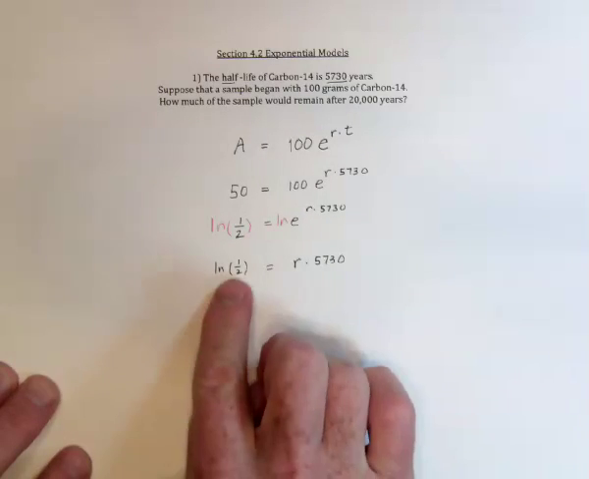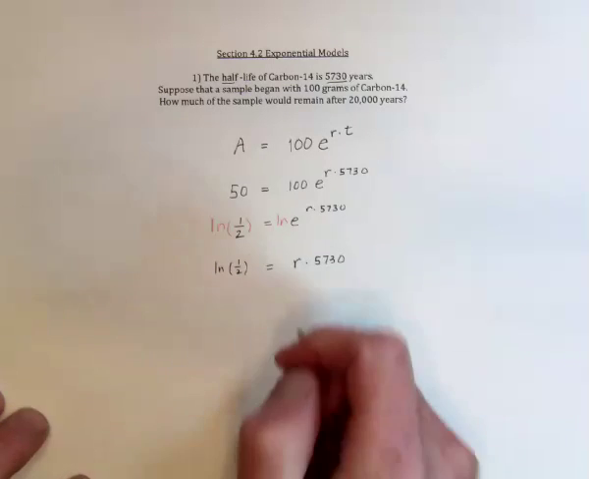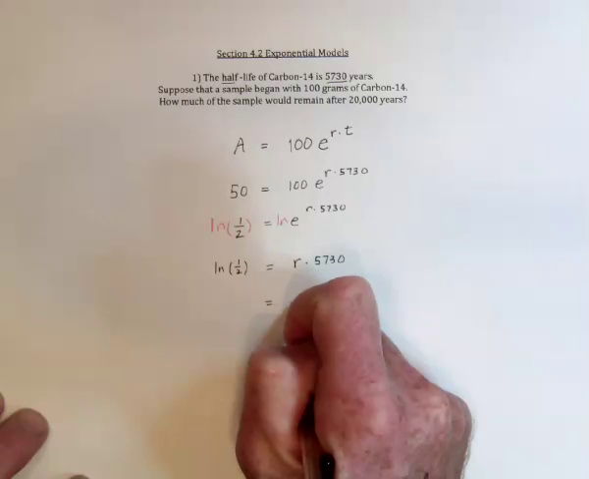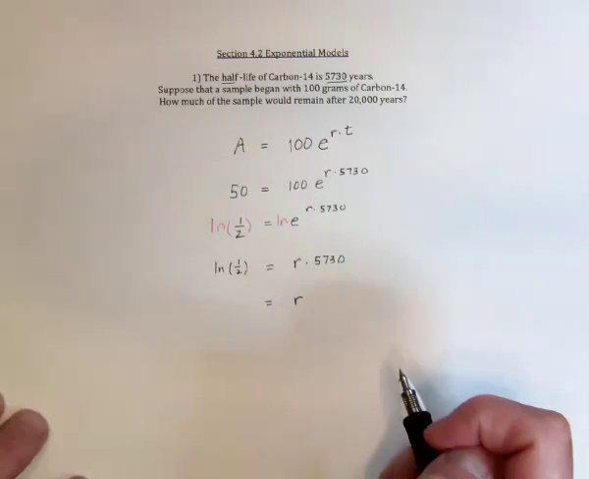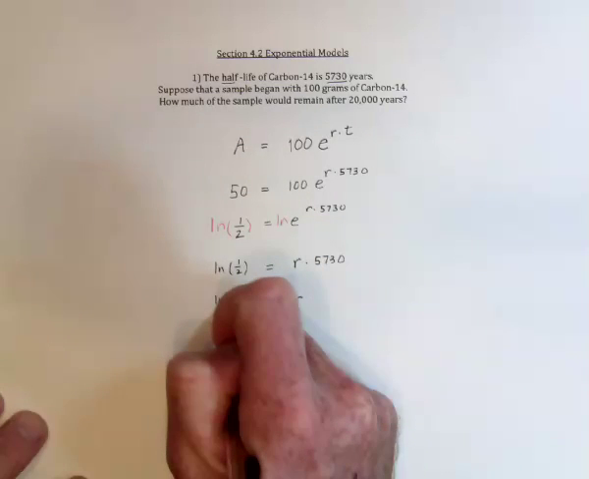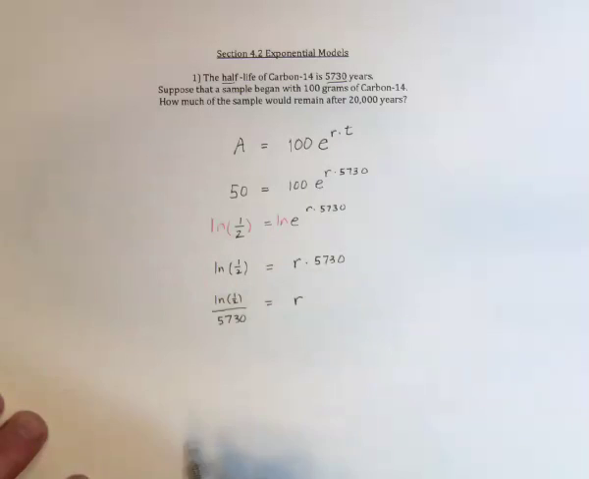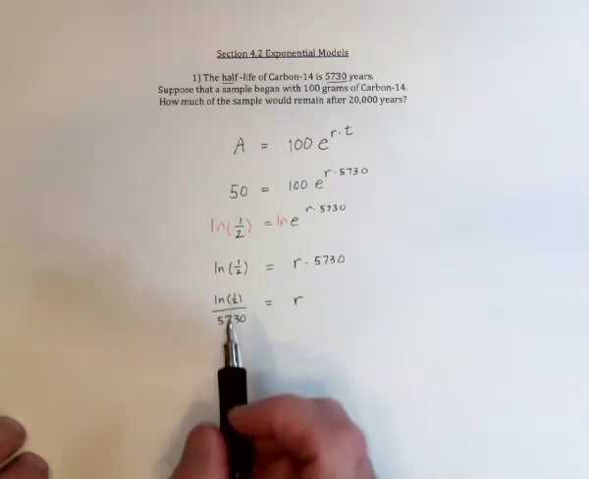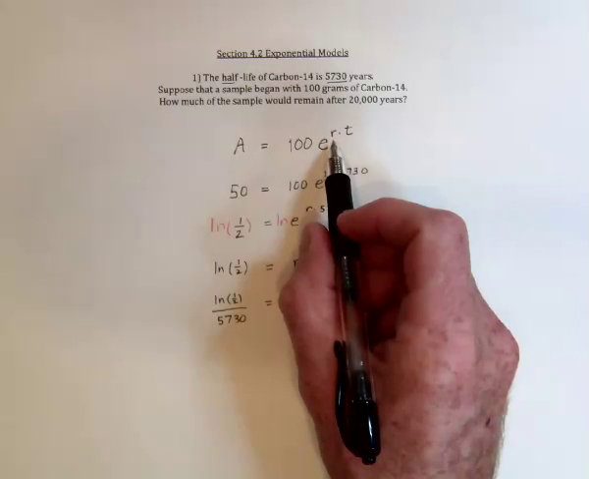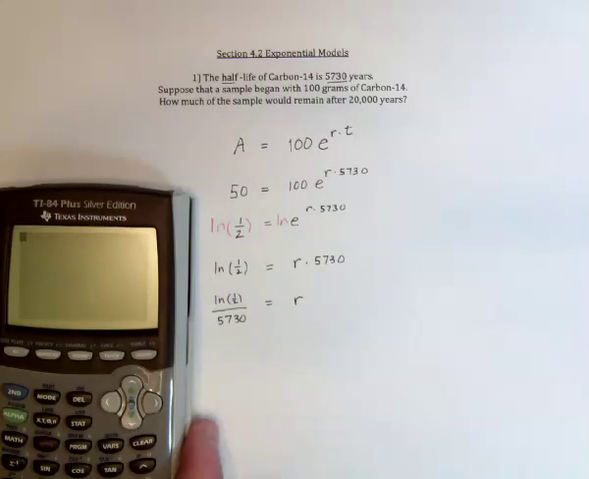And it's best to not get a decimal approximation right here. Just do the algebra with that natural log 1/2, and at the end type everything into the calculator. So the next thing to do is divide by 5730. So we'll have the natural log of 1/2, which gets divided by 5730. And that should turn out to be a negative number, because this thing is shrinking, so the rate, which is the growth rate, should be negative.